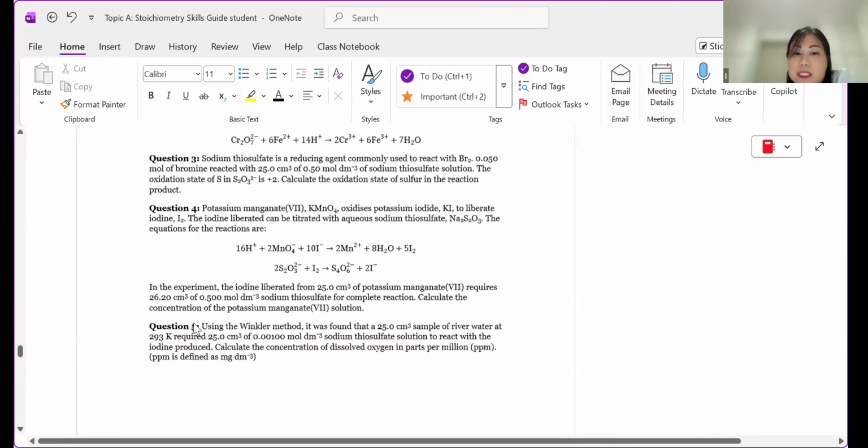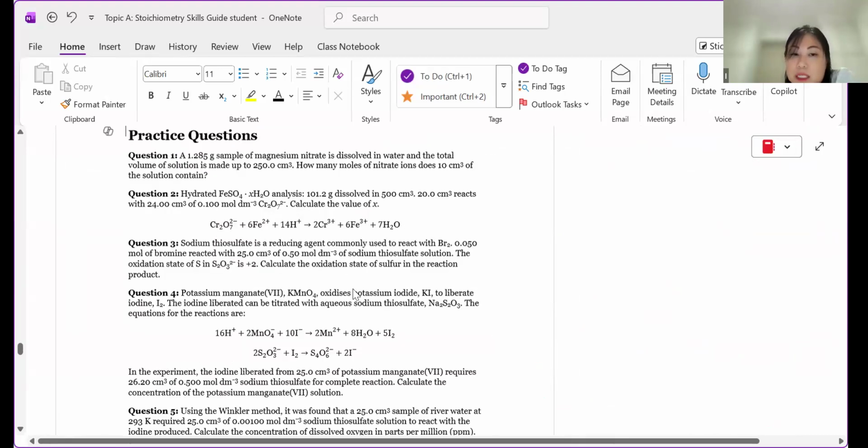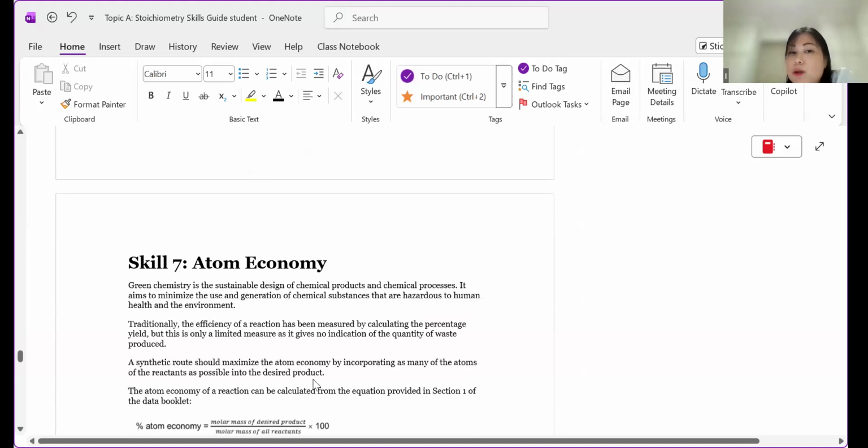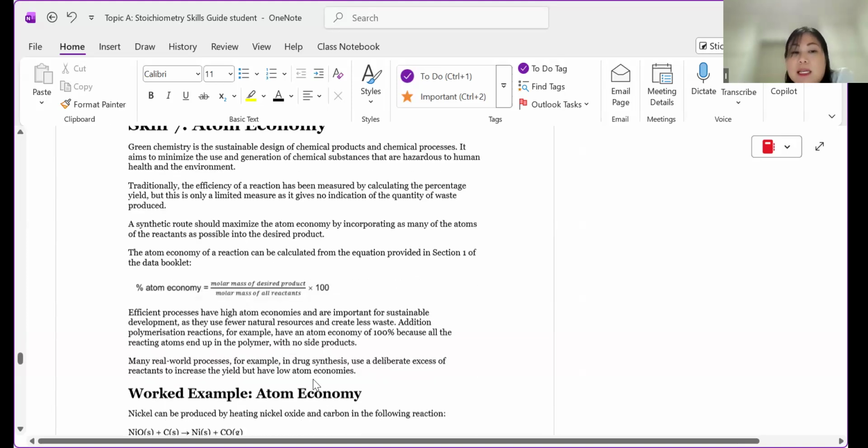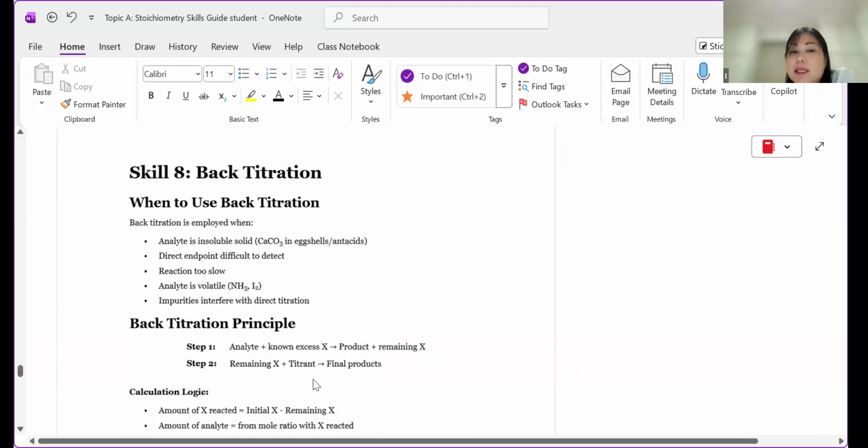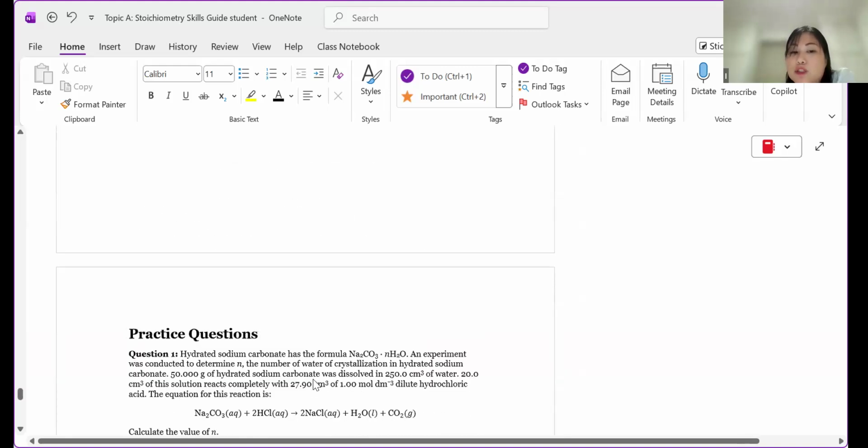Okay, if you want, you can prepare the practice questions first, so that when we go through them in class, you can follow better and faster, and you can check your answers quickly. So we will be going through the practice questions when school starts and then continue with skill number 7, and then skill number 8, back titration. Once we finish all the titration, then we'll go back to the combustion.